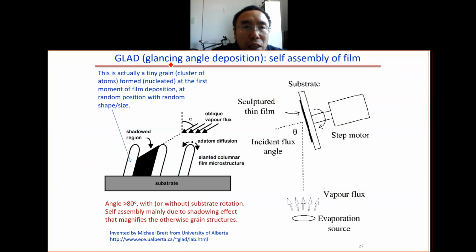The last one is GLAD, glancing angle deposition. This is mainly done by Professor Michael Brett from the University of Alberta. His group worked a lot on this research project. The glancing angle means this angle is very big, bigger than 80 degrees.